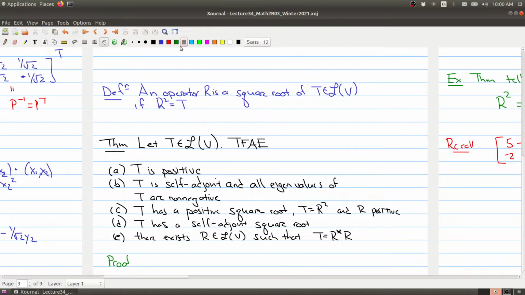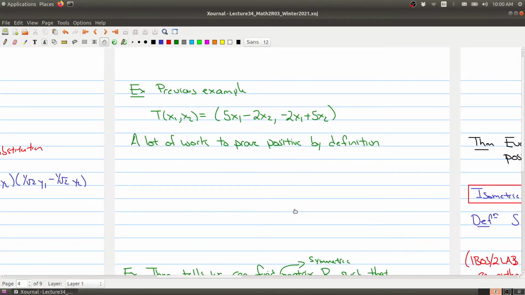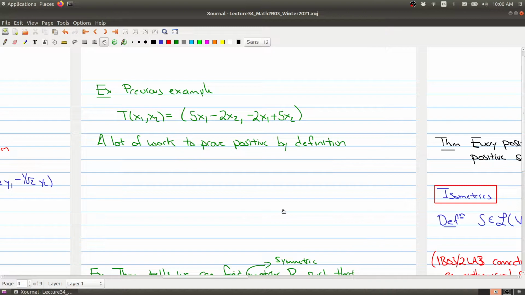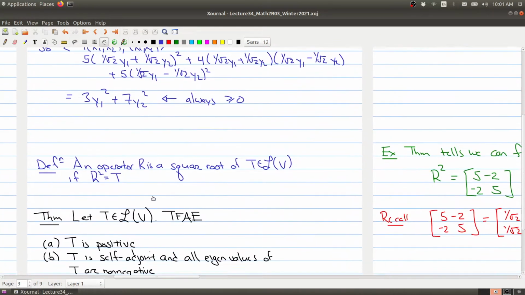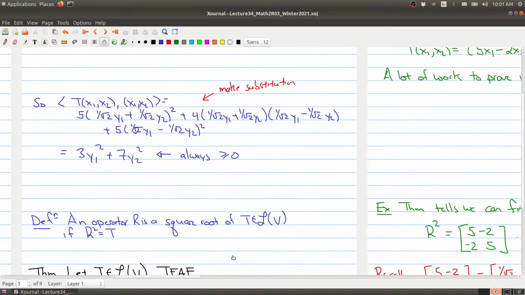Okay, now I'm not going to do the proof, right? We're getting near the end of the course. You've probably seen lots of proofs. So I'll just refer you to the text. And instead what I'll do is give you some examples to show you the power of this theorem. So the previous example, we did a lot of work to show that this operator was positive, and we were proving it directly from the definition. But what we can instead do is we could have used the second condition, that T is self-adjoint and all the eigenvalues are non-negative.